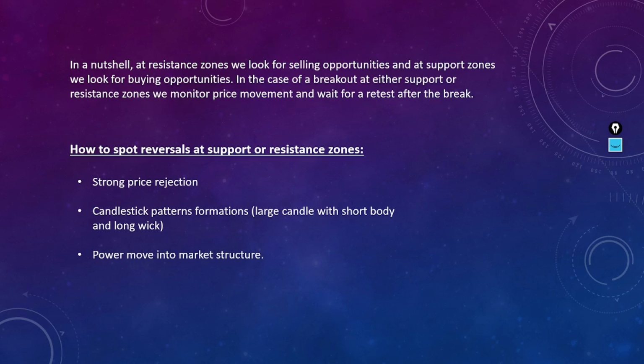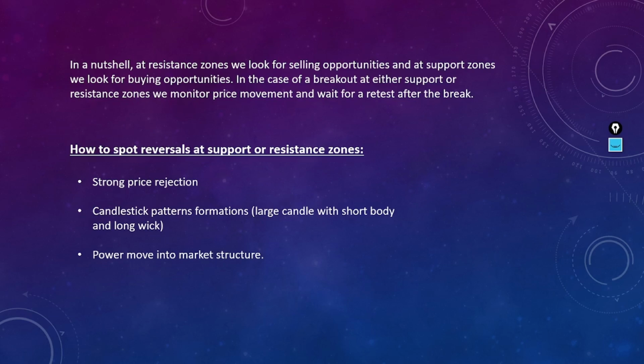How to spot reversals at support or resistance zones. Basically three things. Strong price rejection. Strong price rejection would mean, like on the charts, where you can see one area standing up as a very strong area of support or resistance. When price approaches there, you wouldn't see a build-up of a lot of candles. You may just see one large candle or a wick, and that basically confirms that you're at a reversal point, or the price will reverse from there.